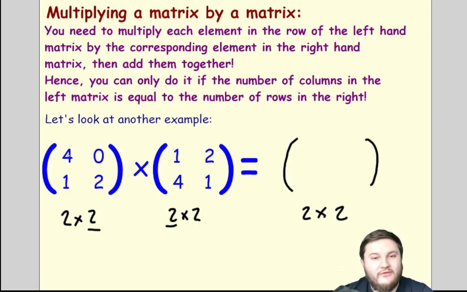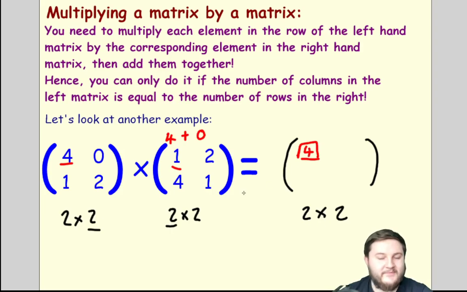So you do 4 times 1, right, which is equal to 4. So I'm working out this number here. I'm going to put like a red box here. So I do 4 times 1, which is 4, plus, I'm going across on this one, so 0 times 4, going down on this one, which is 0. Add these 2 together. My answer is 4.